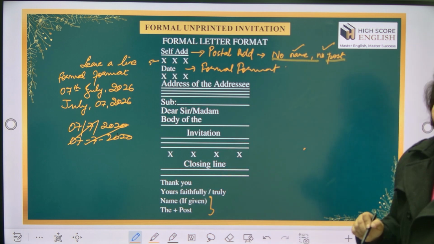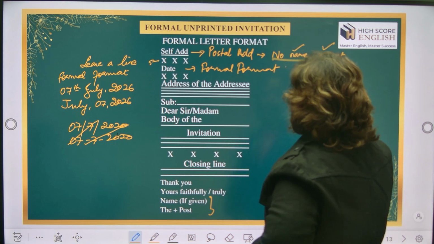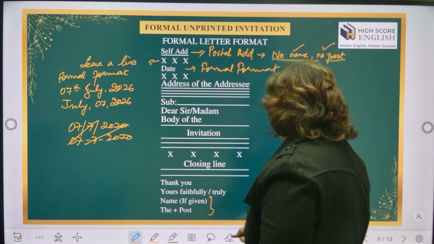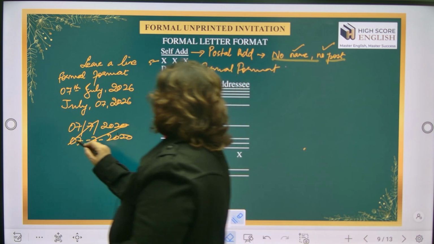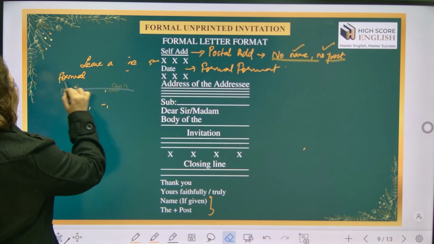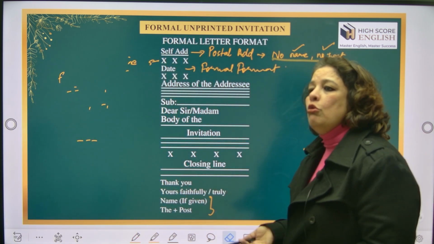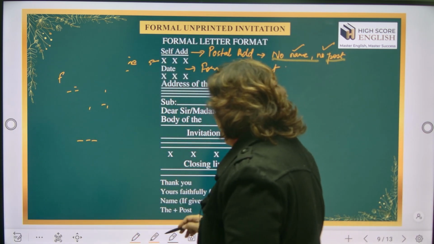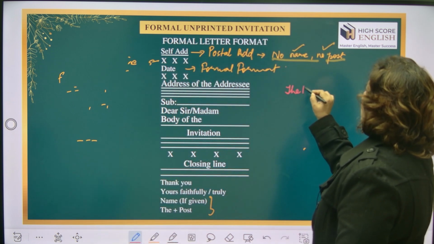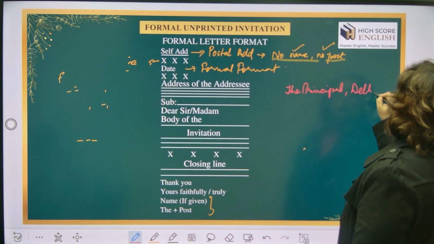Now, when we come to the address of the addressee, it has to be done either in 3 lines or in 4 lines. Most of the students, I'm surprised when I talk to my students. What I generally feel is that my students write the complete address of the addressee in 1 line. They just don't know how to write the address. I'll tell you the wrong way that they are doing. Generally, they write the principal, Delhi Public School.